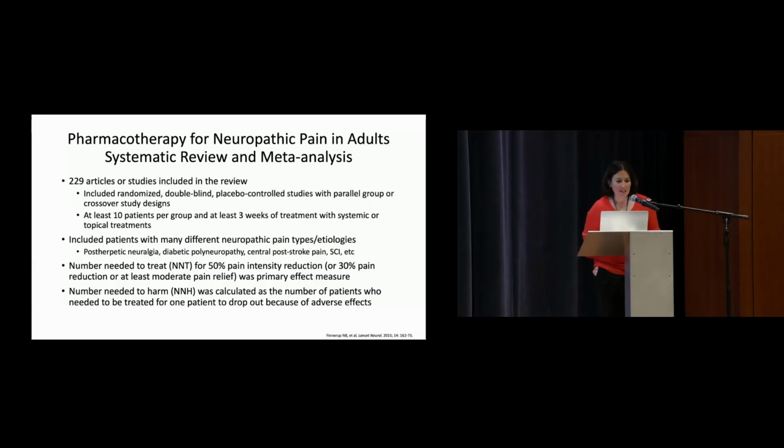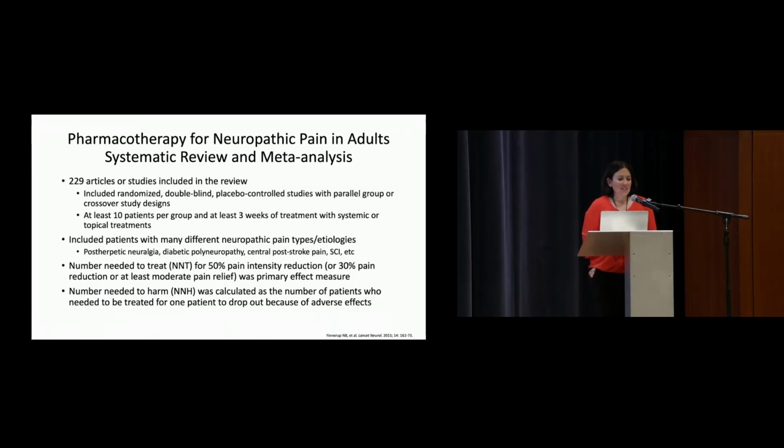It's important to point out that 50% of the studies included in this meta-analysis and systematic review looked at patients that had diabetic polyneuropathy or post-herpetic neuralgia. So both peripheral neuropathic pain conditions, whereas I just mentioned a few slides ago, a lot of our spinal cord injuries experience central neuropathic pain conditions. So we're trying to extrapolate from this guideline to a group that it may be less applicable.